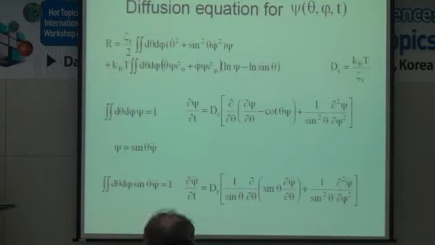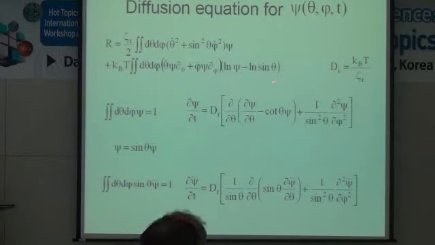So this is the Rayleighian. From the Rayleighian you can just proceed. You obtain theta dot and phi dot by minimizing this Rayleighian with respect to theta dot and phi dot, and combining it with the conservation equation. You get what is called the rotational diffusion equation in the angular space.